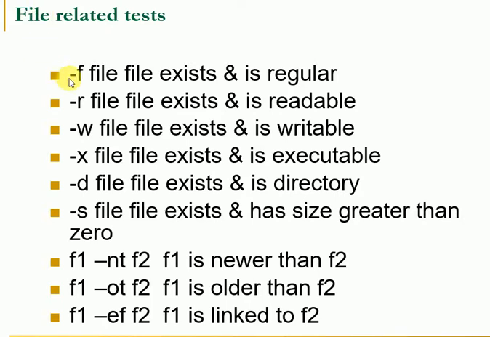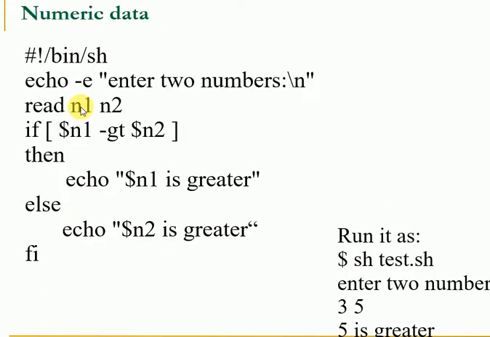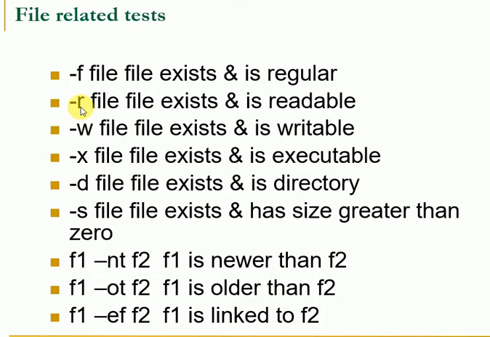For example, option -f is used to check whether the file exists and is a regular one. Option -r checks whether the file has read permission. Option -w checks whether the file has write permission. -x is for execute permission. -d is for directory. -s means the file exists and its size is greater than 0. Option -nt checks whether file F1 is newer than F2. -ot checks whether a file is older, and -ef checks whether file F1 is linked with F2.